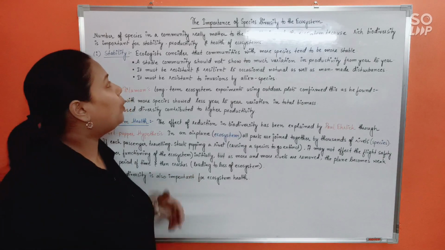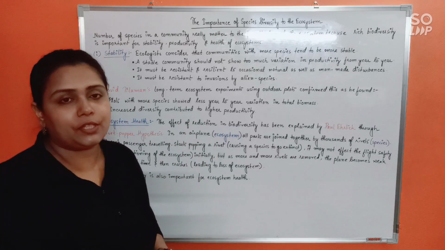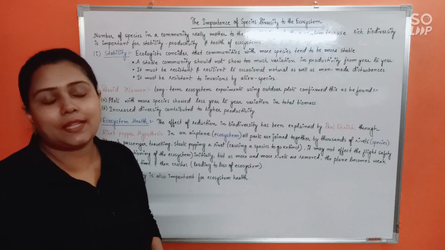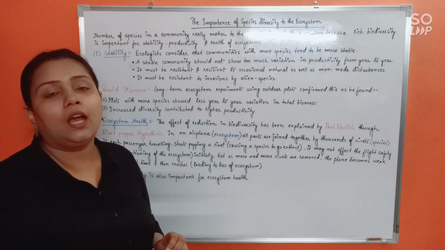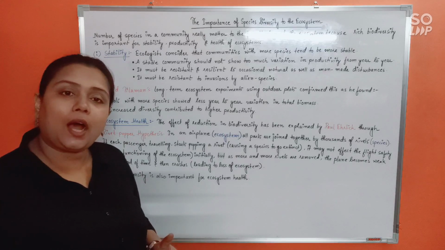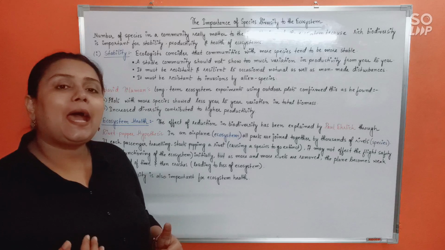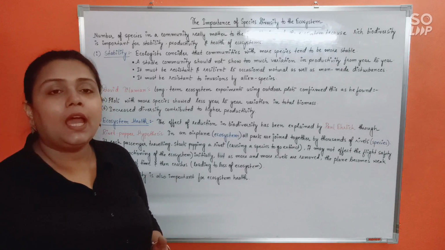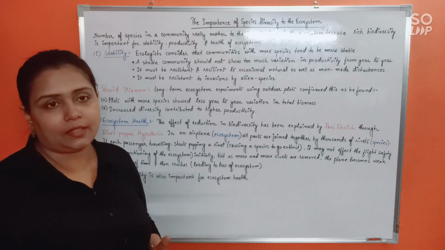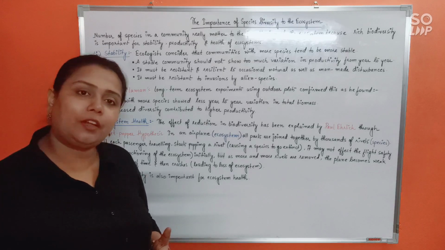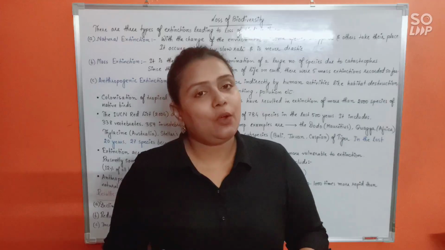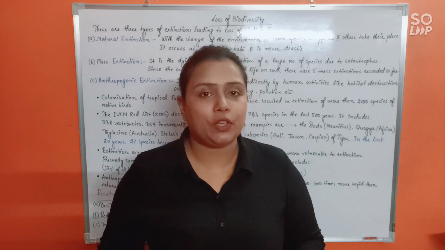So now that you know the importance of species diversity to the ecosystem, next let us discuss a very important part: what are the reasons behind loss of biodiversity, why loss of biodiversity has been happening continuously, and how we can be saving that from happening. All right, let's see that. Now let us discuss the loss of biodiversity.